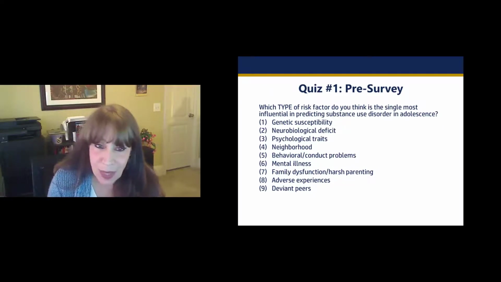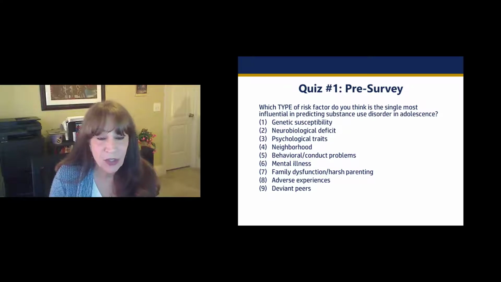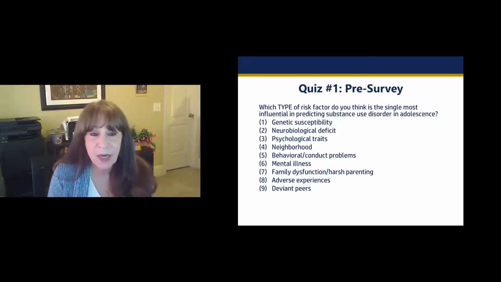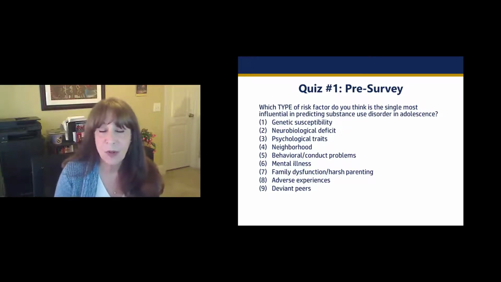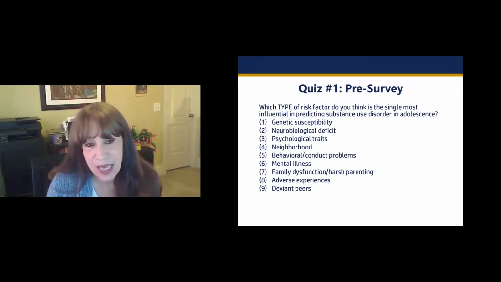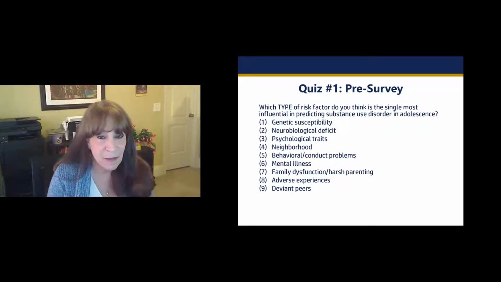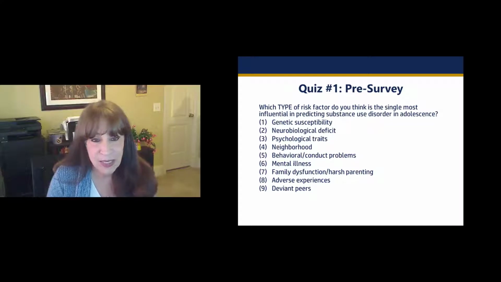So we're going to start with a quiz. We're going to do a pre and post survey. And if you would, and I believe you can see this on your screen, pick out the single most influential type of risk factor that you think is the most influential in predicting substance use disorder in adolescence. So I'm going to give 10 or 15 seconds for you to select your choice. And then we'll do a post survey and see if there's any convergence.